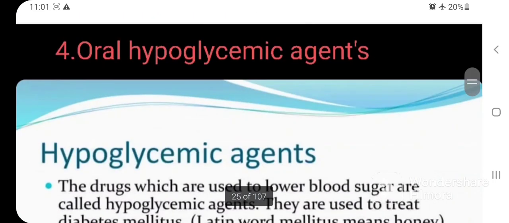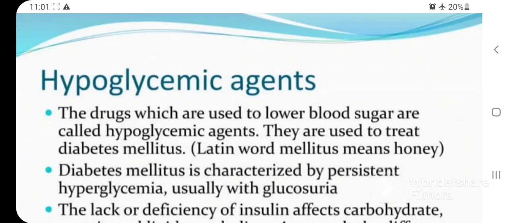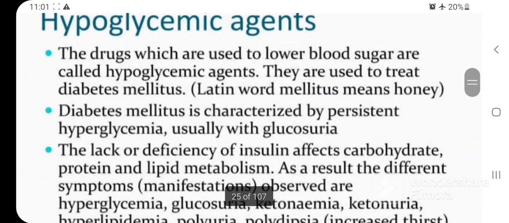Next, oral hypoglycemic agents. Yes, hypoglycemic agents, one of the very trending medicines, drugs in our day-to-day life. Hypoglycemic agents are the drugs which are used to lower the blood sugar level. They are used to treat diabetes mellitus. Clear? And diabetes mellitus is characterized by persistent hyperglycemia, usually with glucosuria.